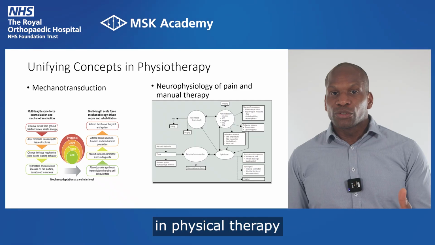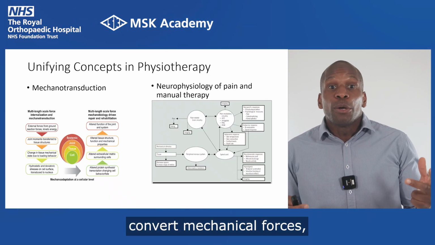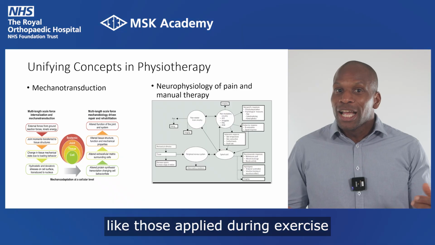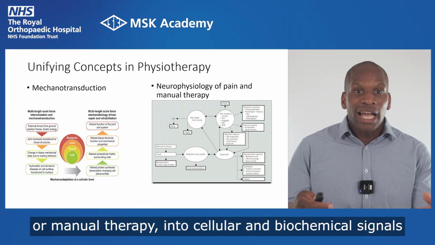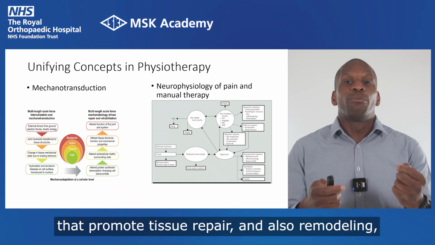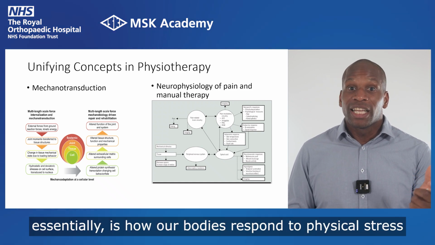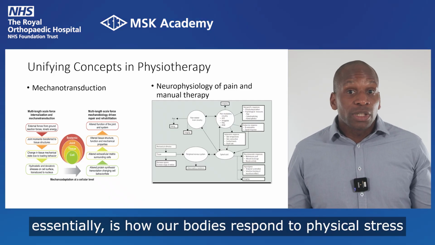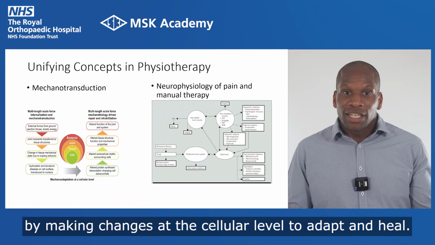Mechanotransduction in physical therapy refers to the process where cells in the body convert mechanical forces like those applied during exercise or manual therapy into cellular and biochemical signals that promote tissue repair and also remodeling. Essentially, it's how our bodies respond to physical stress by making changes at the cellular level to adapt and heal.